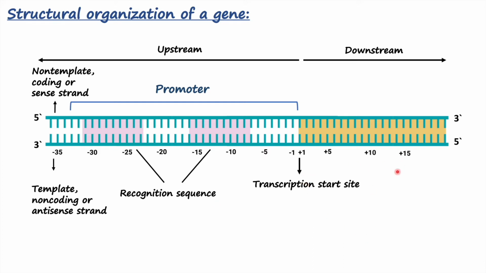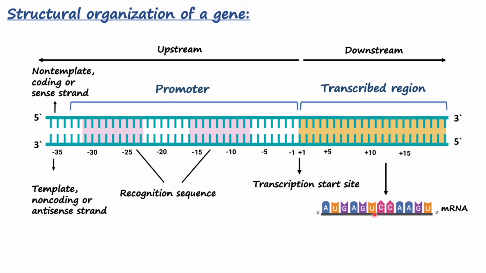The nucleotide sequence on the right, which comes after the transcription start site and is highlighted in yellow, is called the transcribed region. It is called the transcribed region because this is the region which will eventually be transcribed into mRNA. So this is basically the structural organization of a gene.